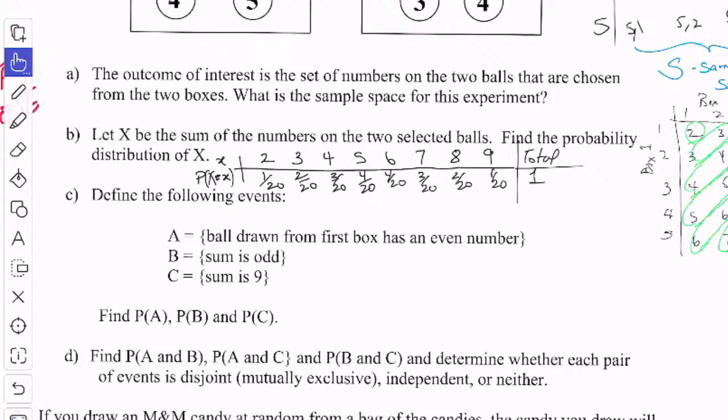So define the events: A, ball drawn from the first box has an even number, B, sum is odd, and C, sum is 9. So these two, B and C, refer to this probability distribution, so we're going to use that. And then we're going to find the probability of each of those events, and in the fourth part, we're going to talk about their relationship. Okay, so we have a little bit of everything here.